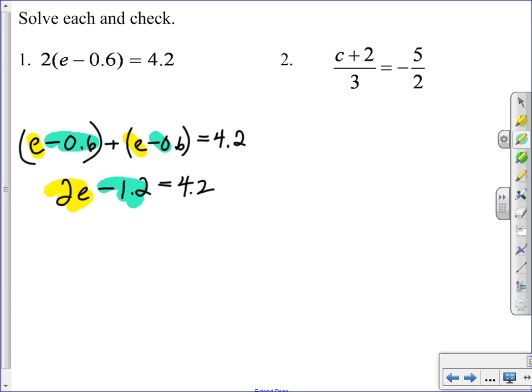And now we're at a point, this is section 8.2 now. How do we find the value of E? We do our opposite operations. I'm going to add 1.2 to both sides. And you get 2E equals 5.4. And then we would divide both sides by 2 and get that E is 2.7.